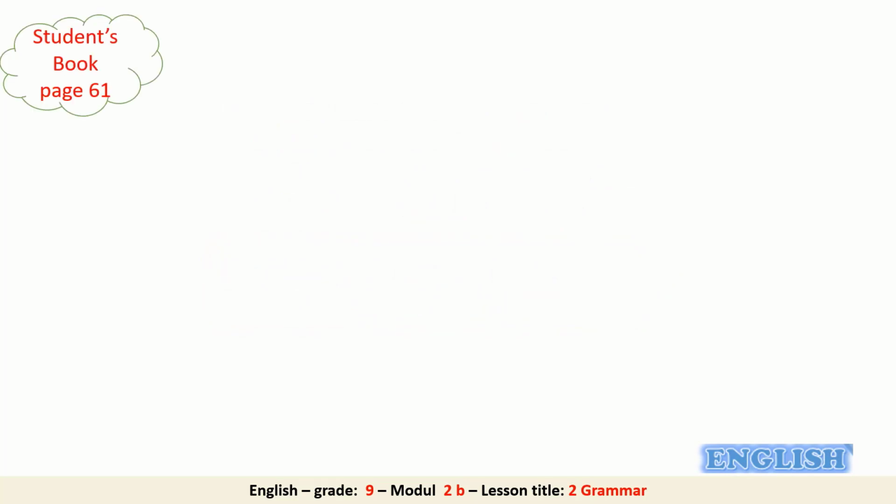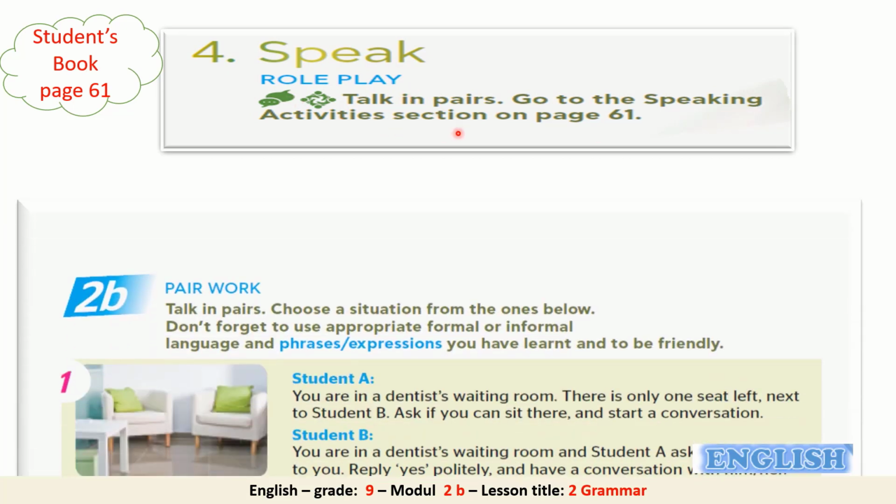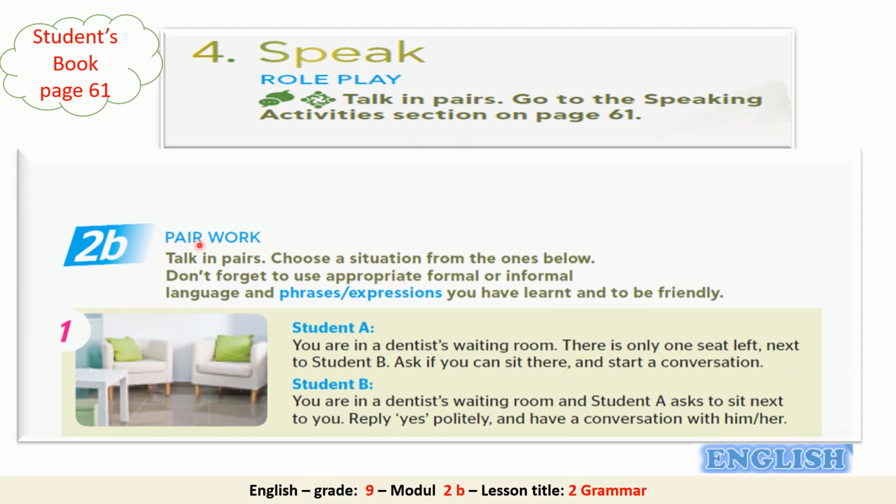Now, students book page 61. What we are going to do is the speaking task, role play. Talk in pairs, go to the speaking activities section on page 61. 2B, pair work. Talk in pairs. Choose a situation from the ones below. We are going to have 3 situations. Don't forget to use appropriate formal or informal language and the phrases or expressions you have learned and to be friendly.